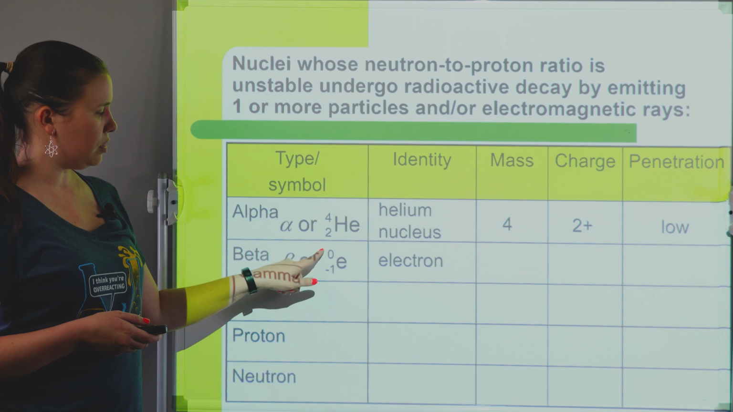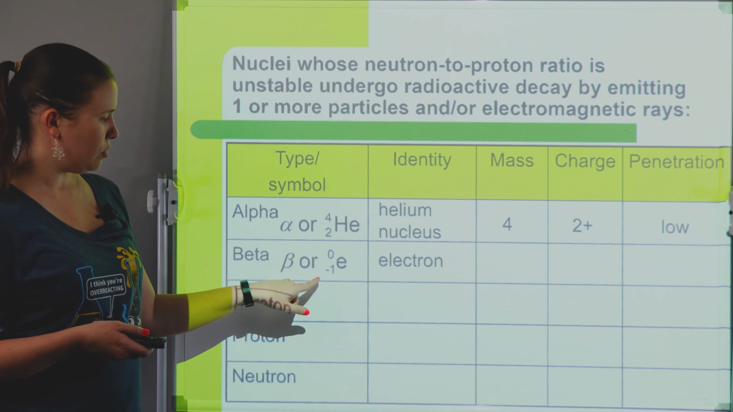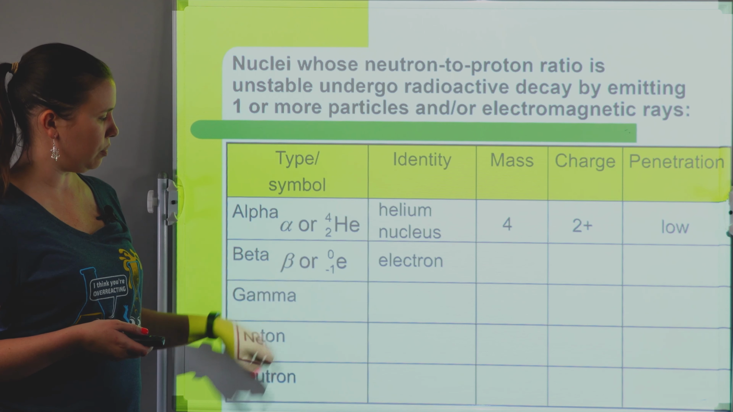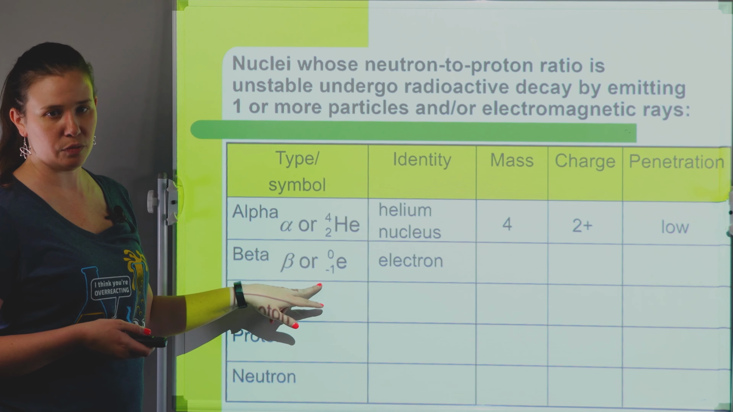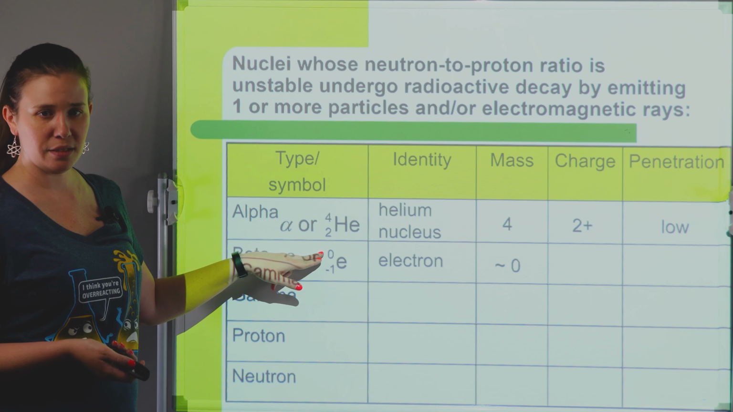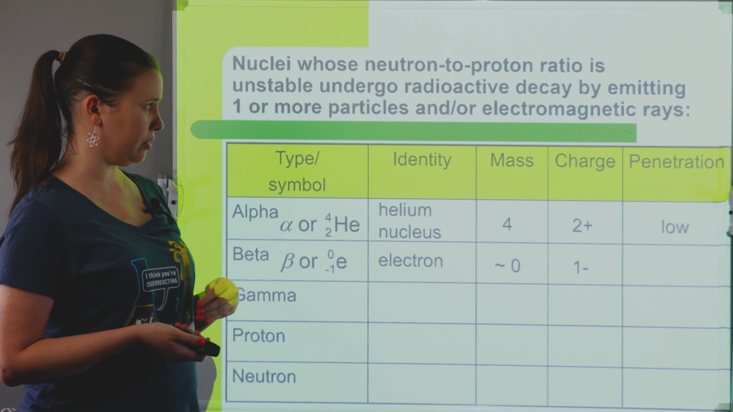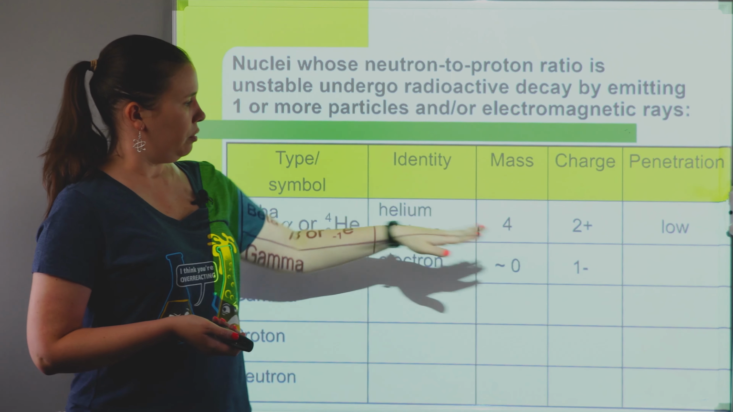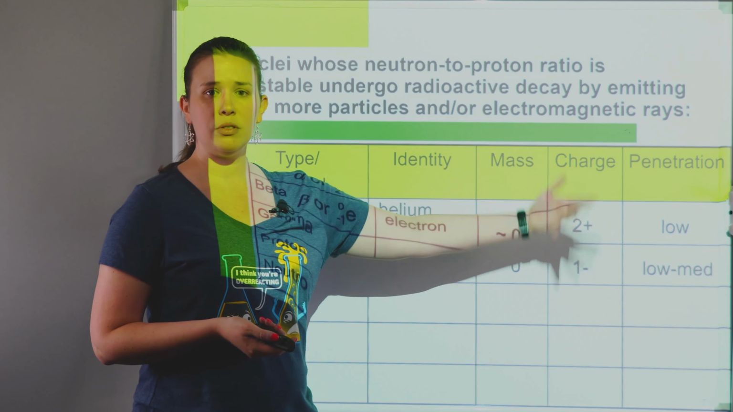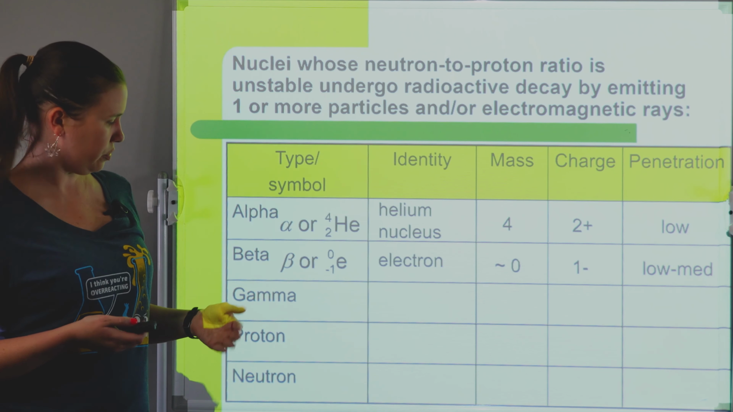So we are going to be using these numbers, in case you couldn't tell, when we start balancing equations. So this is an important one to know because it's a little bit weird. 0 over the -1 for the electron, representing that negligible mass because it's so small and the charge of -1. It's a much smaller particle, so it's going to be able to penetrate a little bit further, the low to medium penetration.